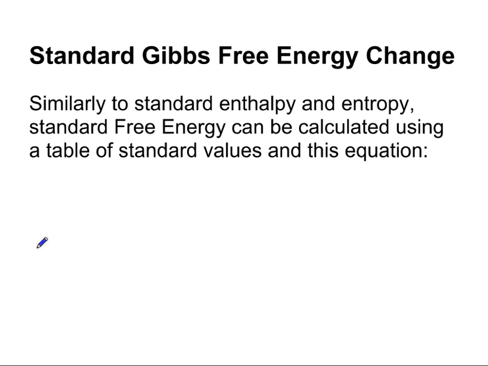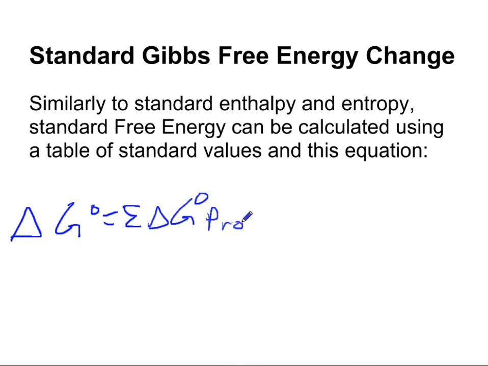Similar to standard enthalpy and entropy, standard free energy can be calculated using a table of standard values from this equation. Delta G standard is equal to the sum of delta G standard for the products minus the sum of delta G standard for the reactants. So delta H, delta S, and delta G can all be found by using the products minus reactants equation, as long as you remember to pay attention to the coefficients in the balanced equation.